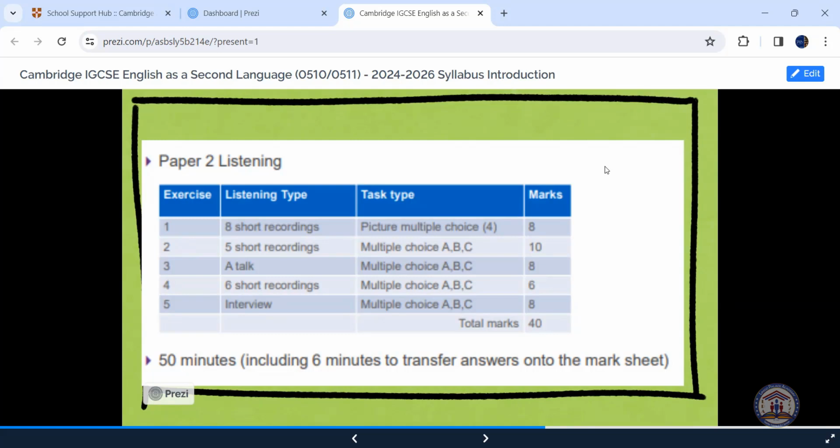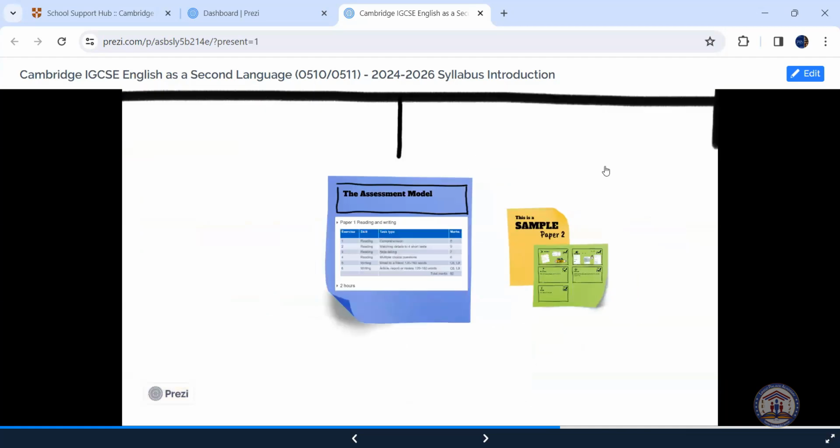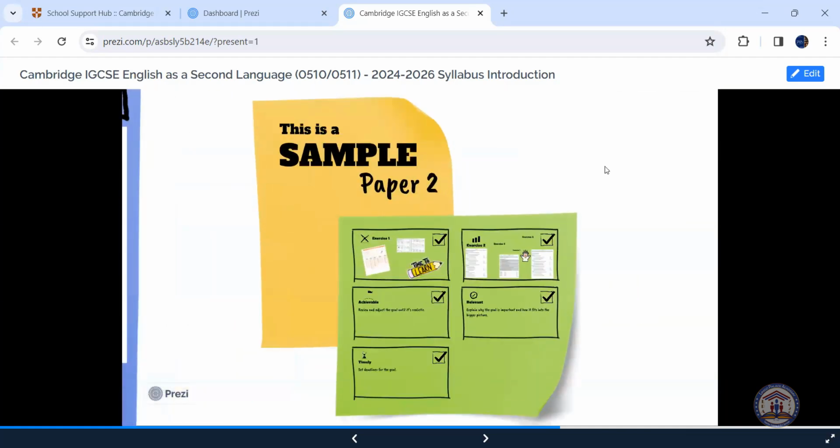All at the end lasts for 50 minutes, including 6 minutes to transfer the answers onto the marking sheet. And this is a new thing also. It's a bubble sheet that the student has to transfer the answers from the question sheet to the answer sheet and submit both to the examiner or the invigilator. Anyway, let's have a look at the specimen of the listening exam, paper 2.